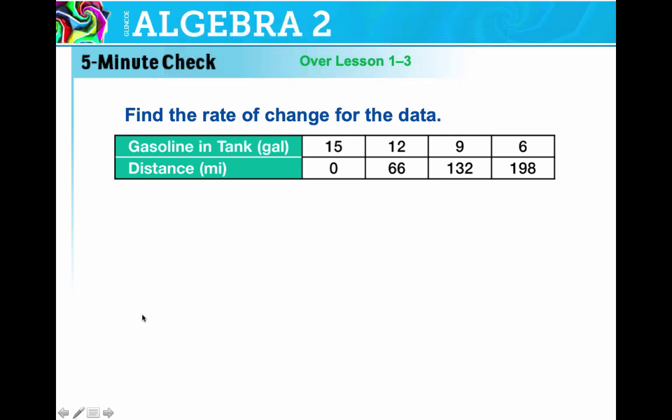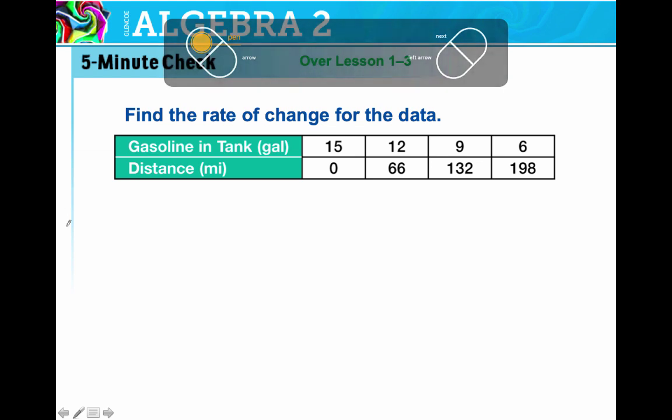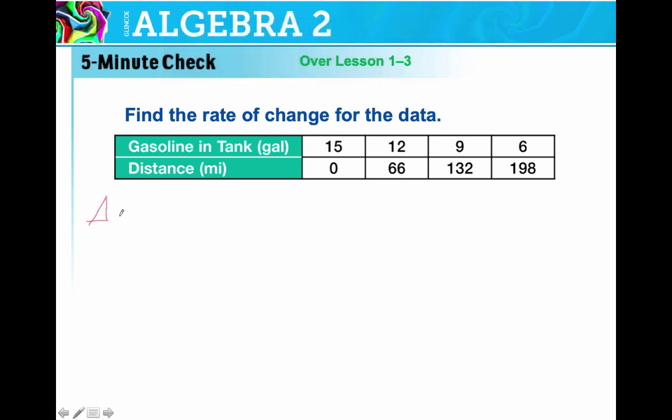Start off with a little review of slope. So in this case, remember, it's change in y over change in x. My y's here, change in y over change in x. This would be change in miles over change in gallons. It's going to be a miles per gallon type of thing.